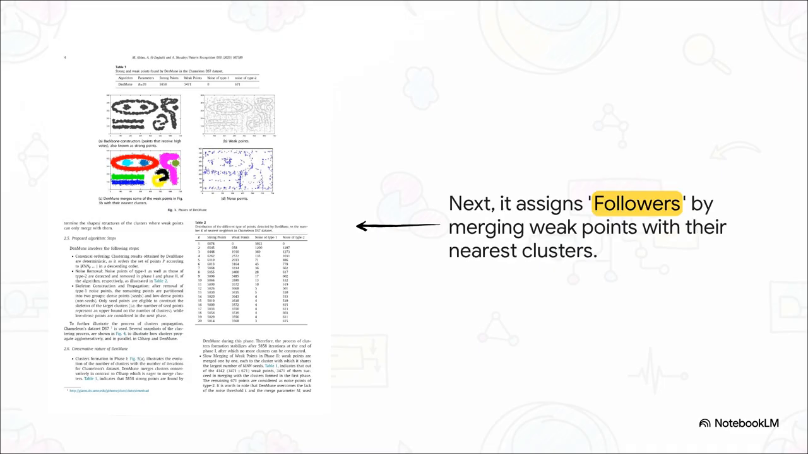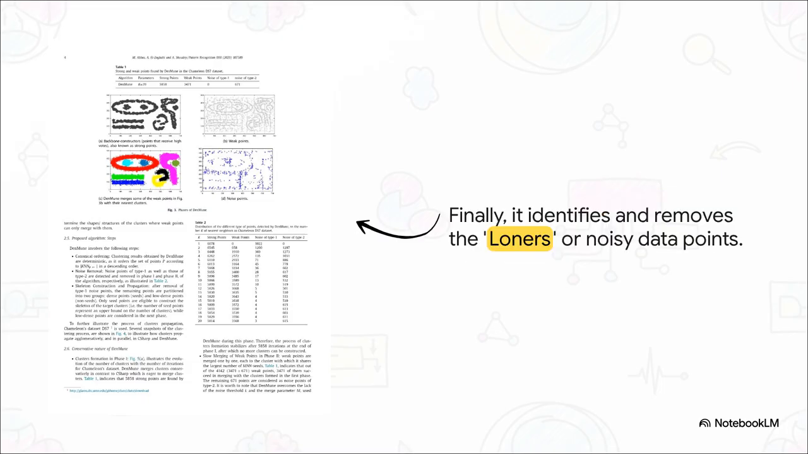Next, it checks out the rest of the points, the followers. Now, these points might not be in that super dense core, but they're definitely close to one of the leader groups. So DenMune really smartly assigns them to their nearest group, which lets the clusters expand outward and take on their true natural shape. And finally, any points that are left over, the ones that don't have a strong connection to any group, they get classified as loners, or just plain noise. And instead of trying to force them into a group where they don't belong, DenMune just sets them aside. And this one little step cleans up the final result beautifully.